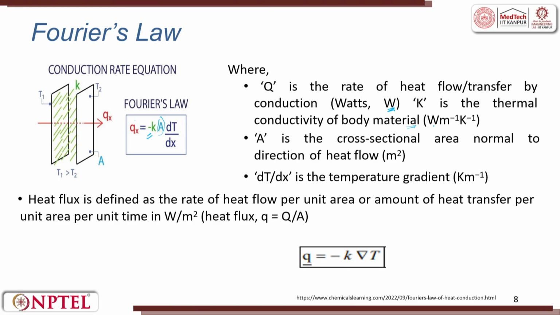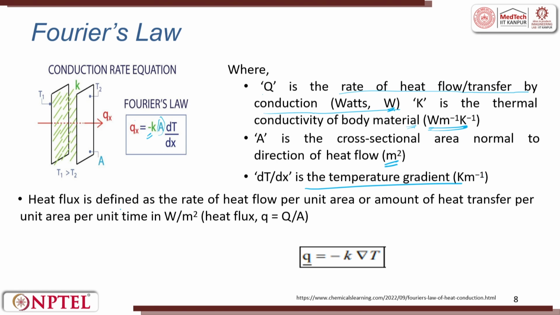It is represented in watts per meter Kelvin. A is the cross-section area normal to the direction of heat flow, in meter square. The rate of heat transfer by conduction is in watts. Thermal conductivity of the body is expressed in watts per meter Kelvin, and area in meter square. And dT by dx is the temperature gradient, which is in K per m.